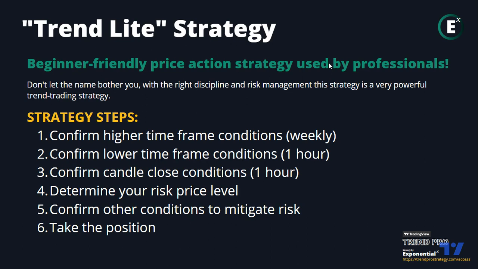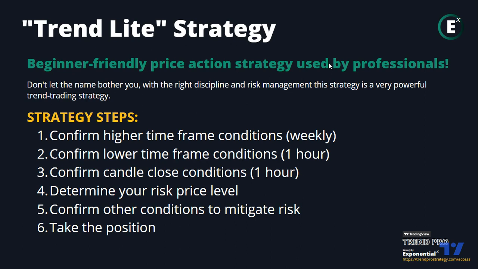Number two, then we go into the lower time frame conditions. I prefer the 1 hour. For me, it's one of the most reliable time frames. Number three, confirm the candle close condition on the 1 hour chart as well. What we're looking for here is whether it's a bullish or bearish candle, if it's a spinning top or a doji, if it's a pin bar or hammer. Those kinds of things. It has to be a convincing candle close before we ride the trend.